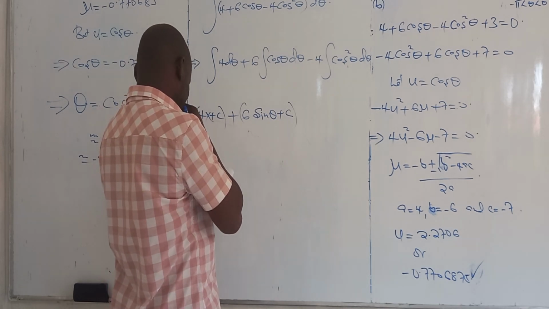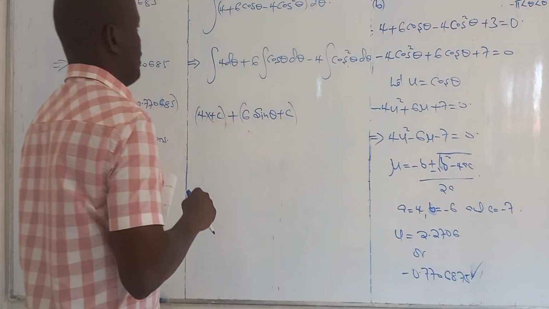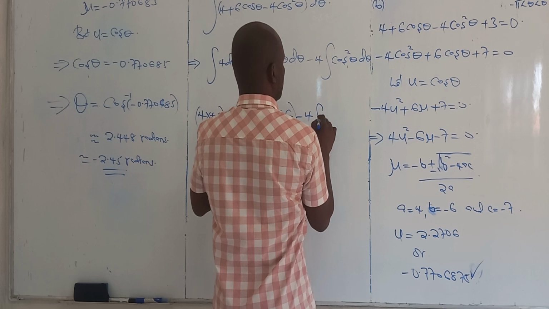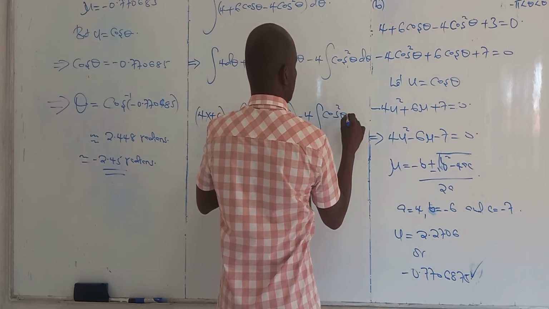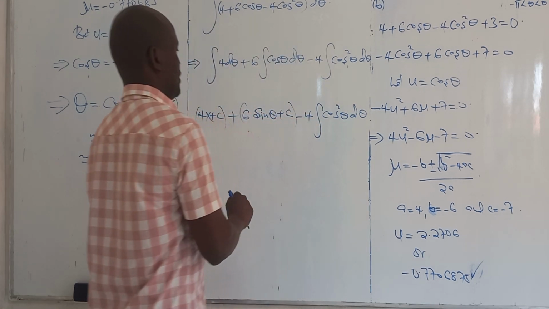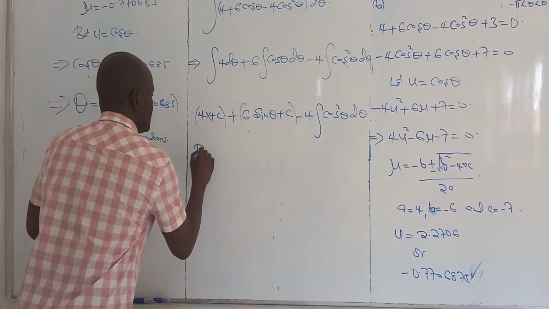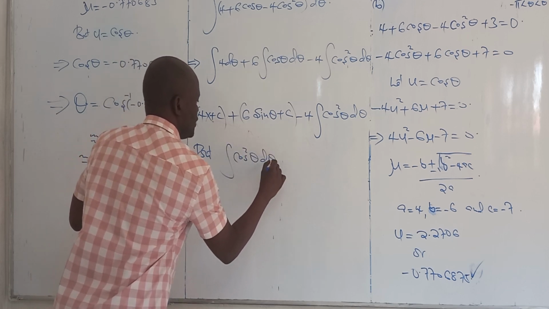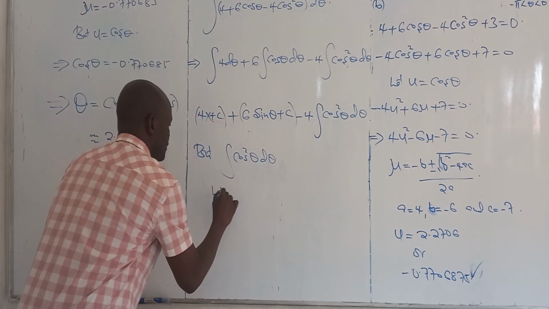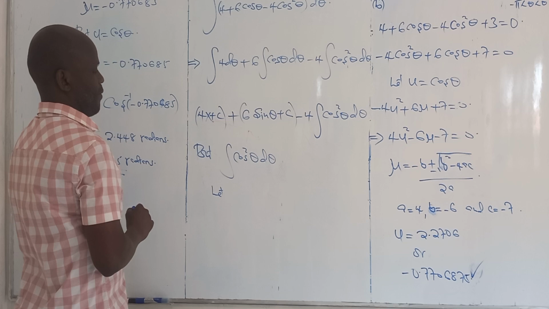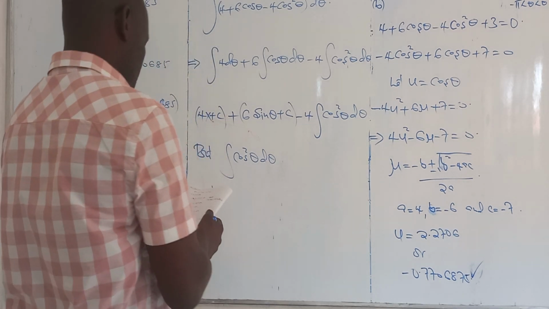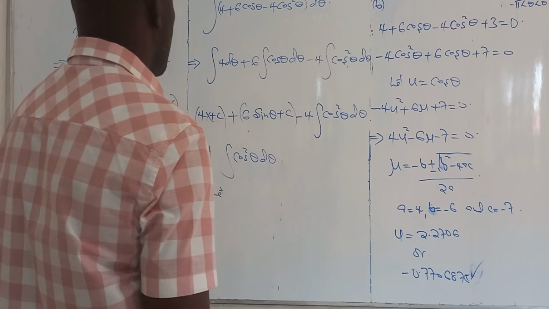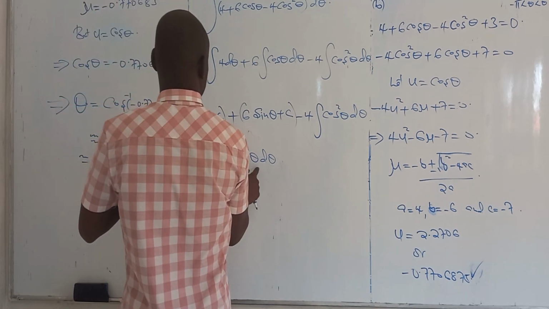Then I come here, minus of 4. So I'm integrating this part. Then I'll have cos squared theta d theta. We say but the integral of cos squared theta d theta, let us see, cos squared theta d theta.